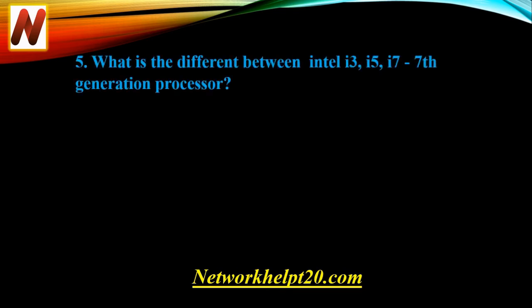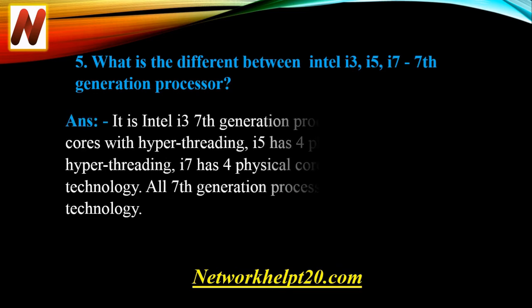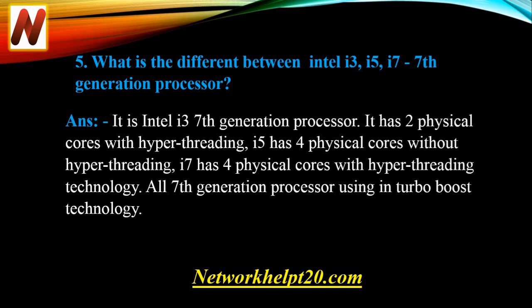Question 5. What is the difference between Intel i3, i5 and i7 7th generation processors? Answer: The Intel i3 7th generation processor has 2 physical cores with hyperthreading. i5 has 4 physical cores without hyperthreading. i7 has 4 physical cores with hyperthreading technology. All 7th generation processors use turbo boost technology.